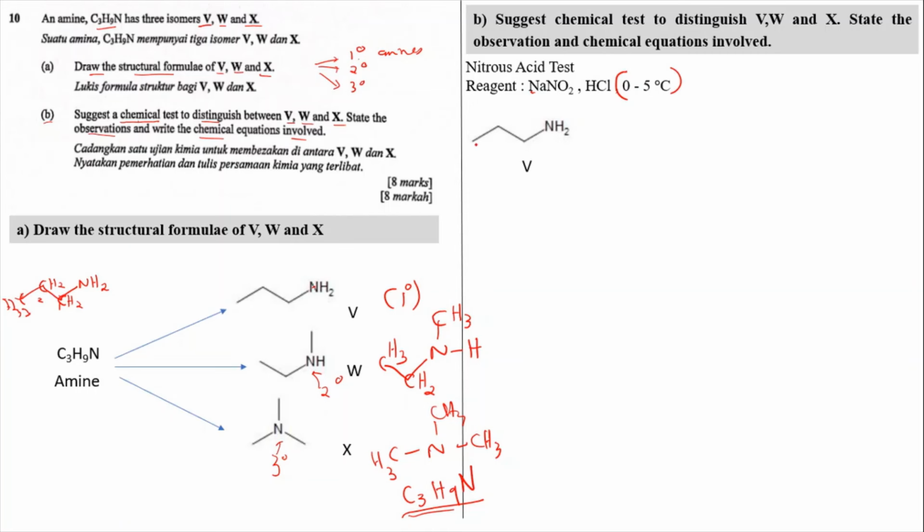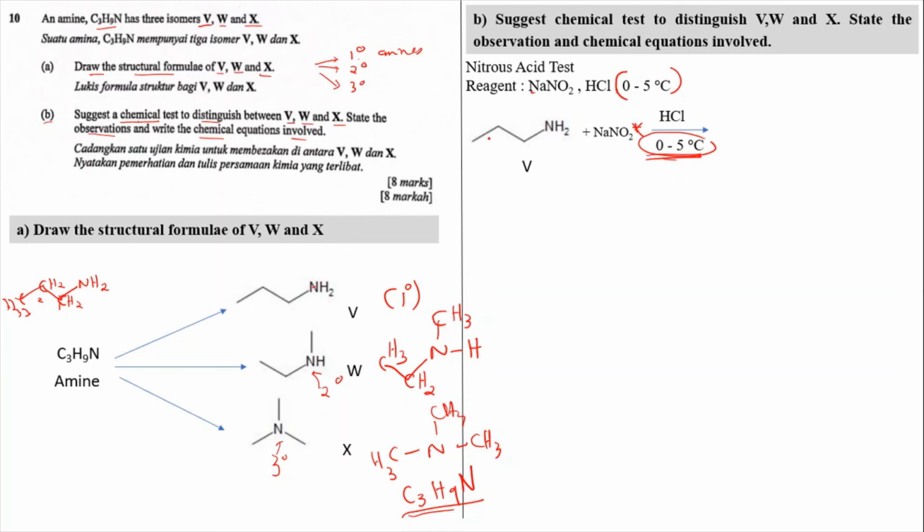So let's say I have my primary amine here, which is V, and then I'm going to react it with sodium nitrite and HCl at low temperature, which is 0 to 5 degrees Celsius. So remember, this is compulsory. Without the 0 to 5 degrees Celsius, your equation is wrong. So make sure you include this one.